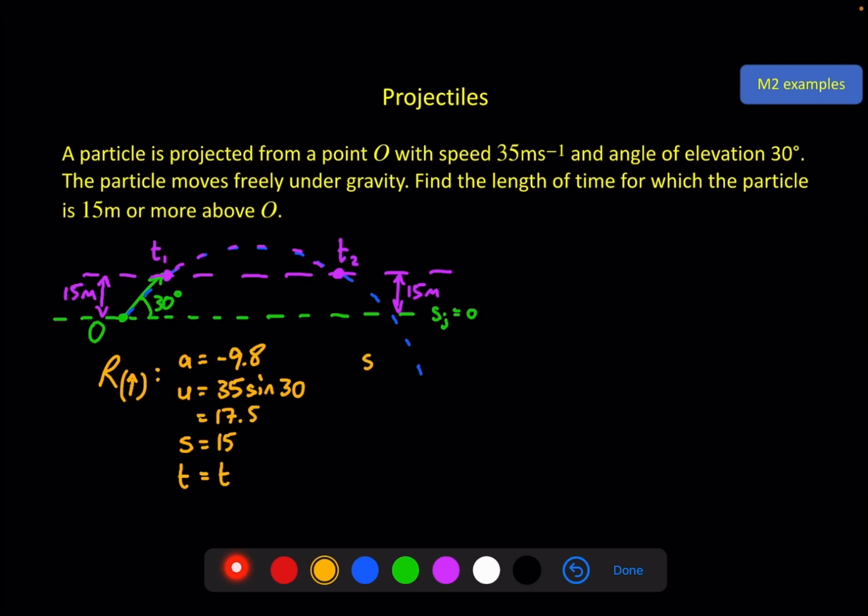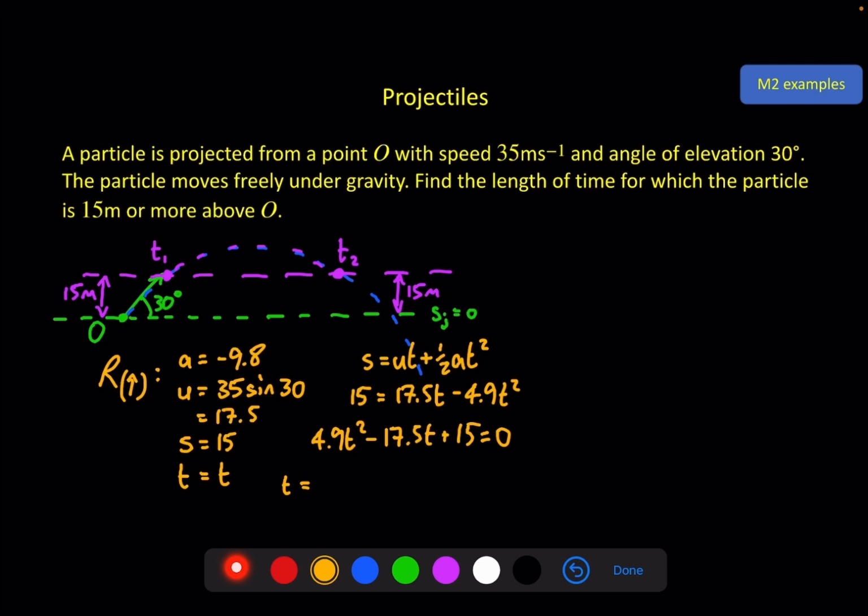And our equation is s is equal to ut plus a half at squared. And here we can see the value of having a quadratic, because in this situation we're going to have two non-zero values for t. 15 is equal to 17.5t minus 4.9t squared. Now these numbers aren't the nicest numbers in the world, but if I just leave them as they are and rearrange this into a normal quadratic form, then I can solve it with the quadratic formula.